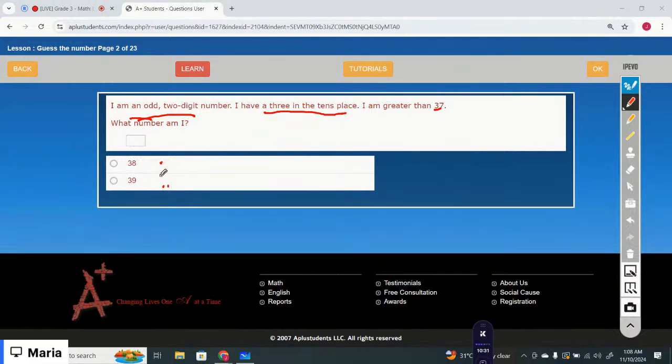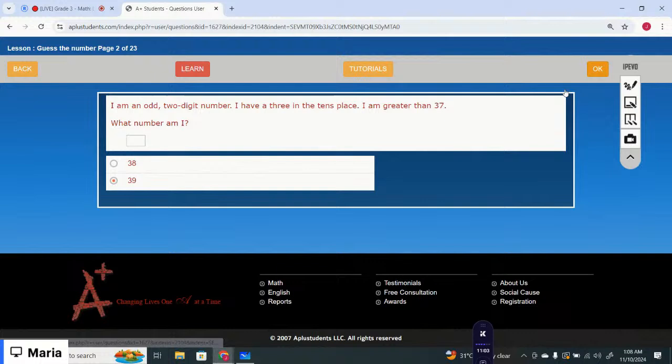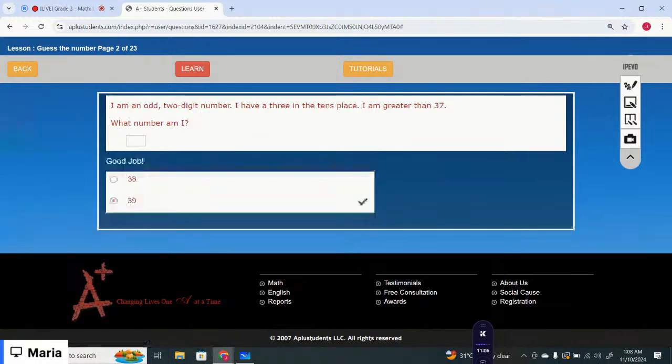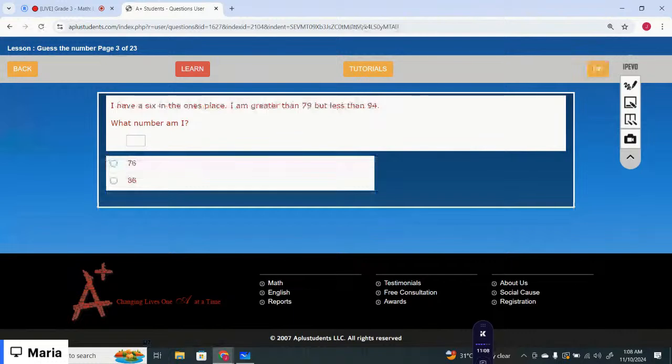They both are two digits. They both have 3 in the ones place. They both are greater than 37, but they both are not odd, right? So which number is odd? 39 is an odd number. Very good. 38 is an even number. Odd numbers are the ones that cannot be divided by 2, that cannot be in the table of 2, right? So option number 2 is the correct option, and that is 39, right? So read the question, think, and you can find your answer.